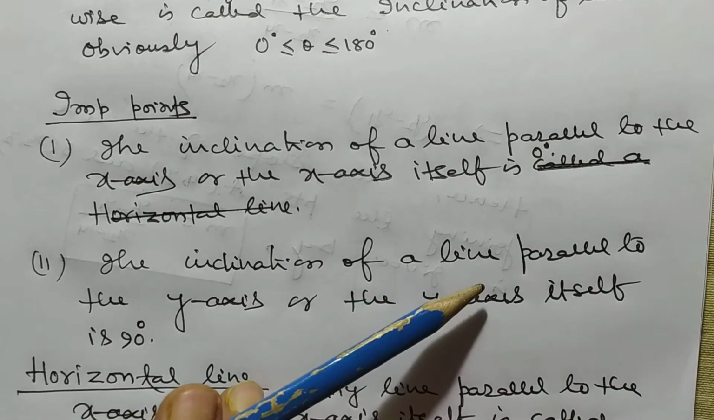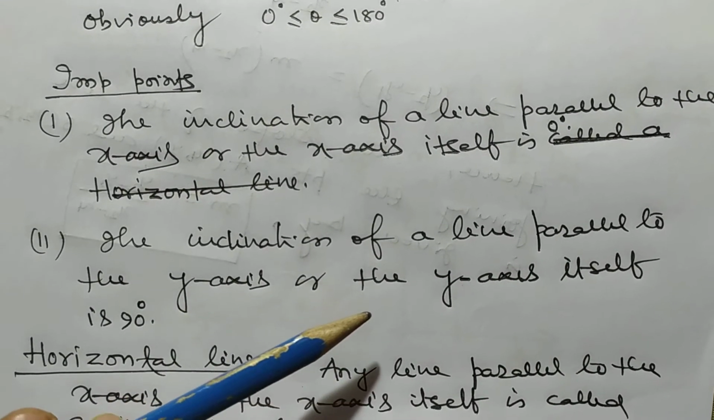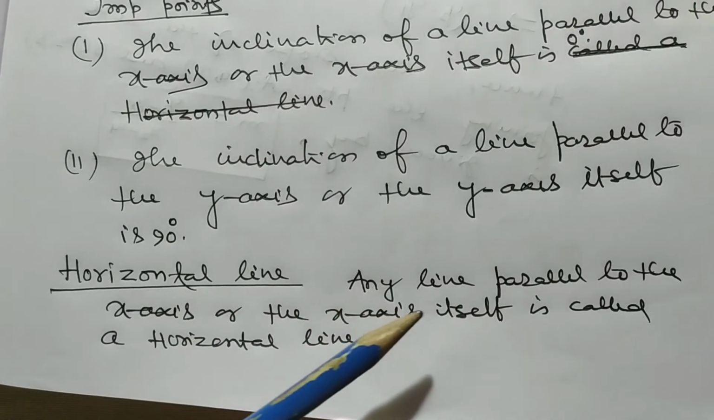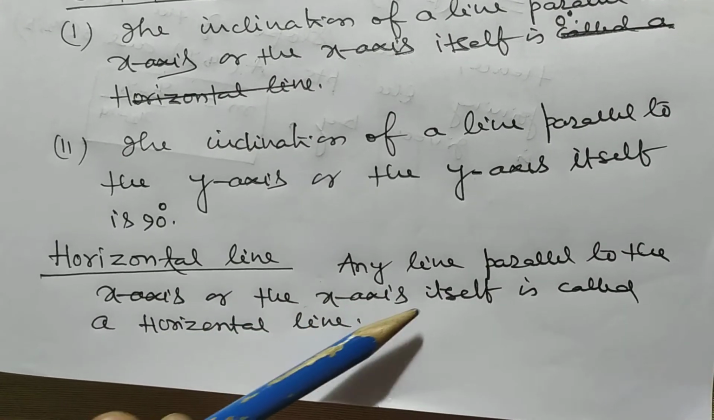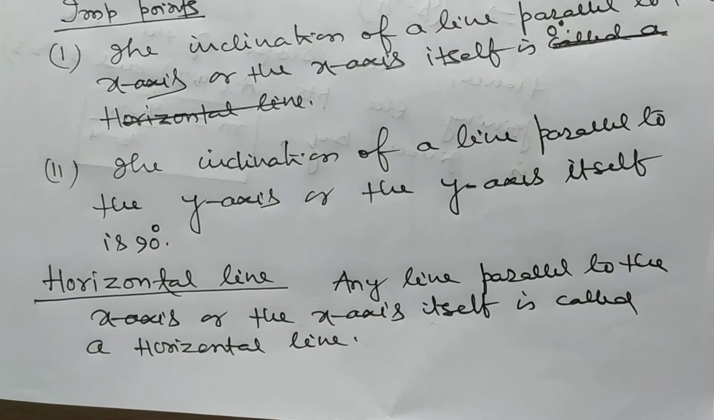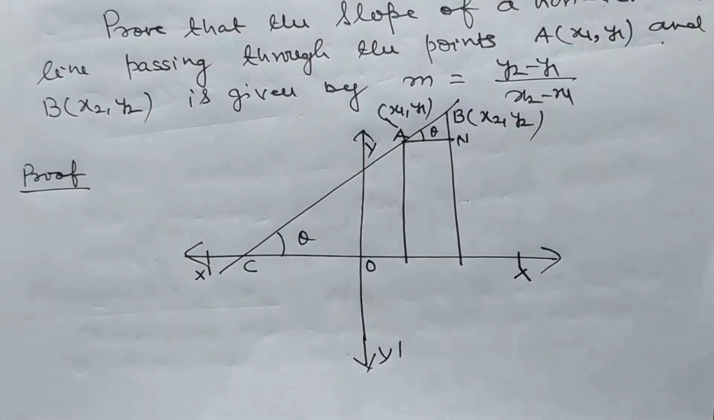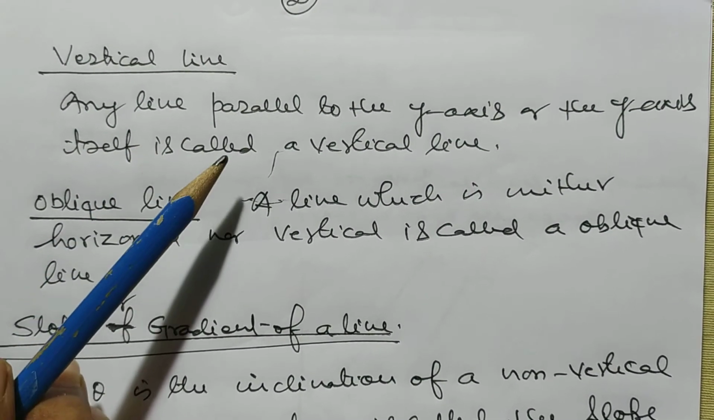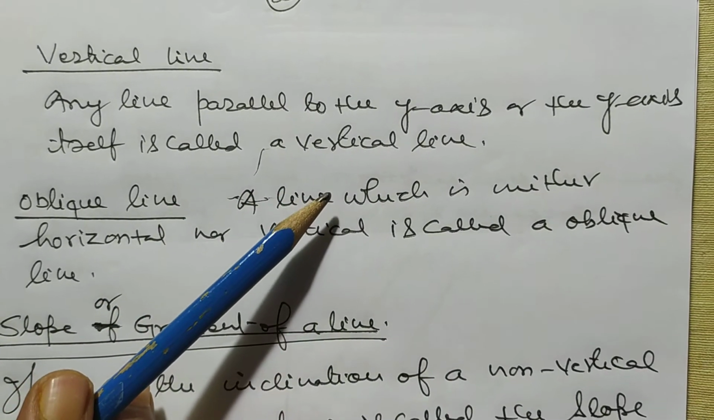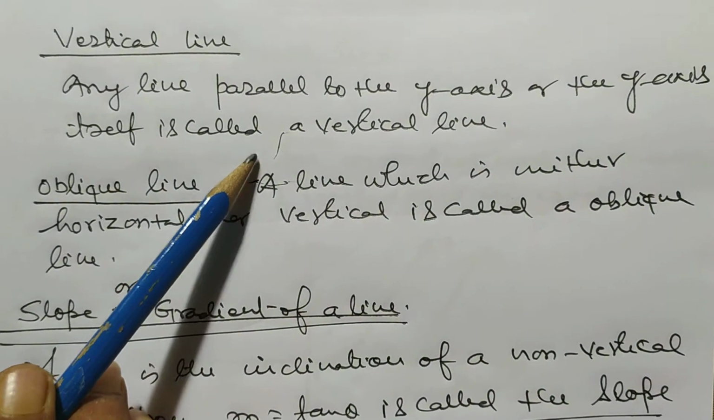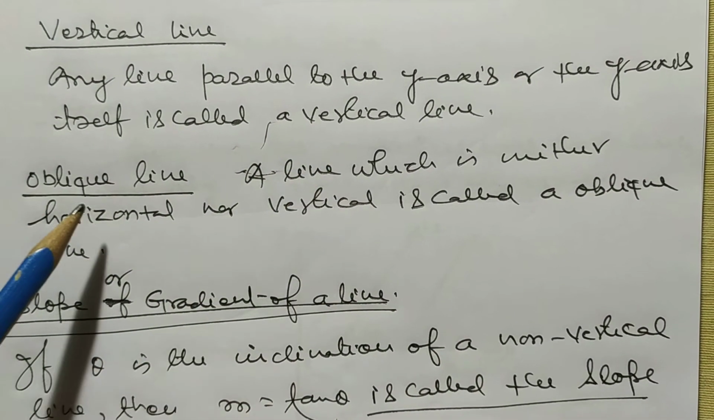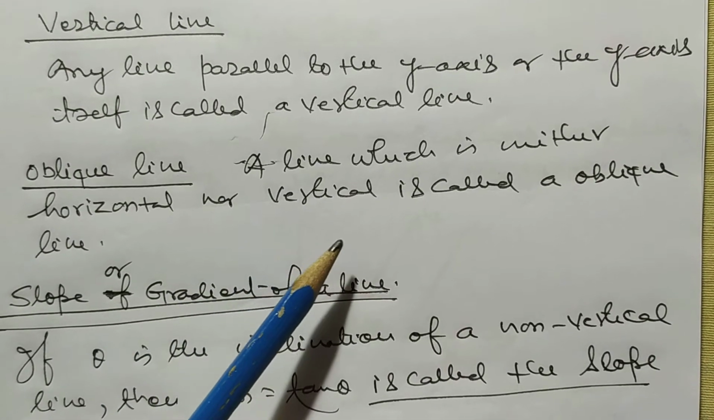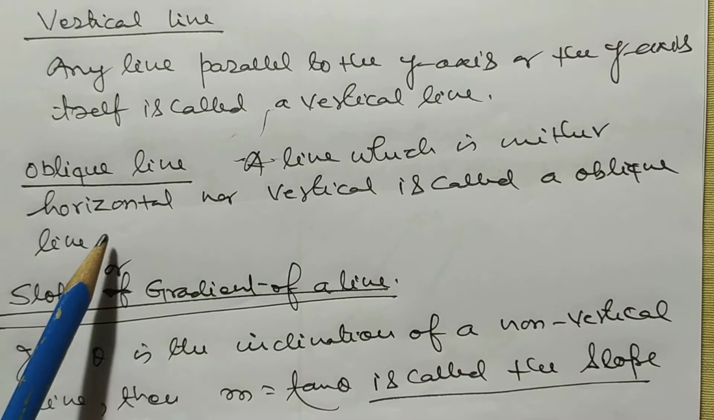The inclination of a line parallel to the y-axis, or the y-axis itself, is 90 degrees. Any line parallel to the x-axis or the x-axis itself is called a horizontal line. These are the important elements of coordinate geometry. Any line parallel to the y-axis or the y-axis itself is called a vertical line. A line which is neither horizontal nor vertical is called an oblique line.